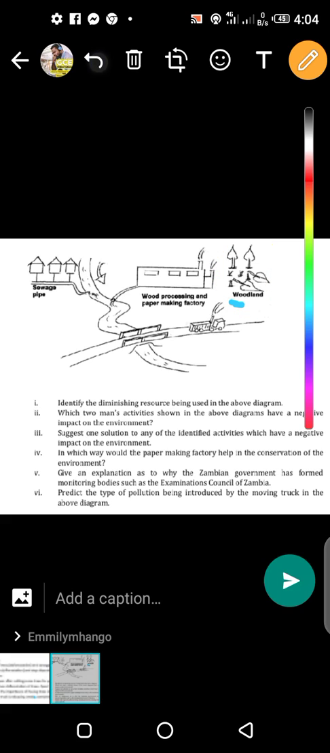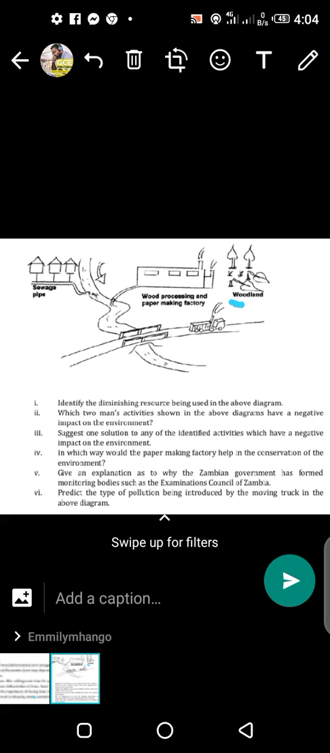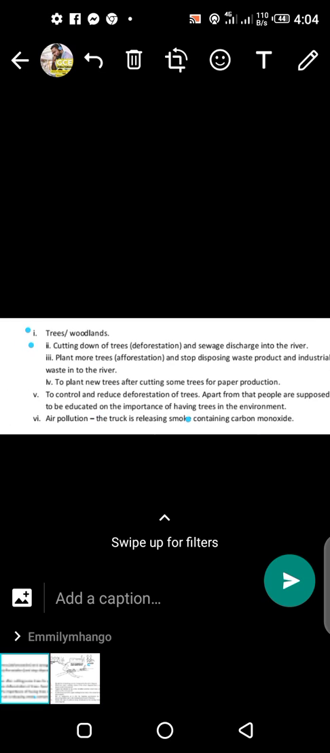Afforestation is the planting of new trees, because they're trying to find a solution on how you can stop it. They're saying suggest one solution to any of the identified activities. How can you find a solution to cutting down of trees? By planting new trees. You see, it's here. Question 3.